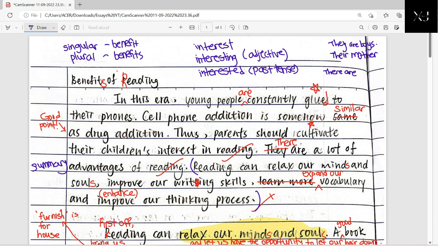I also like her beginning when she talked about what's going on in this era. And "thus, parents should cultivate their children's interest in reading." So parents should basically make it a practice for their children to read. That's what she meant by this, so that is great. And she also mentioned that there are a lot of advantages of reading. But these four points are actually her summary of the benefits of reading, the four points that she is going to be writing about in her essay later.